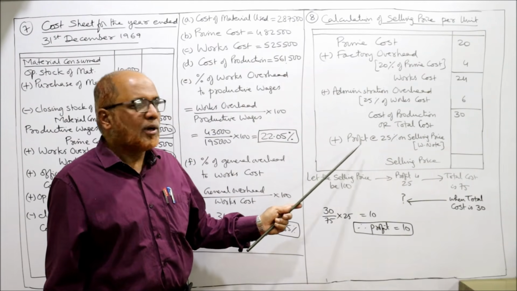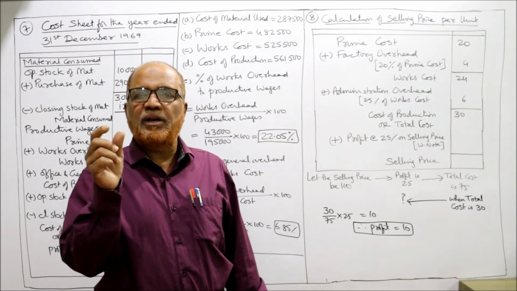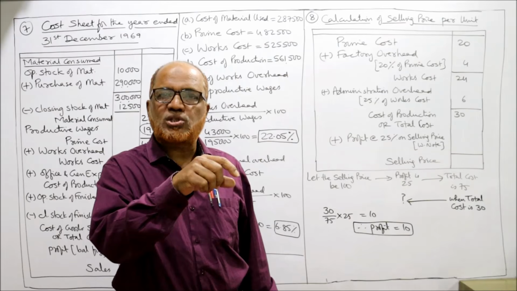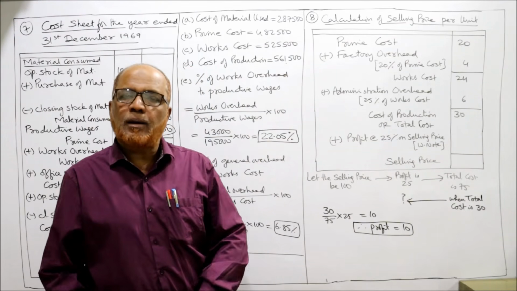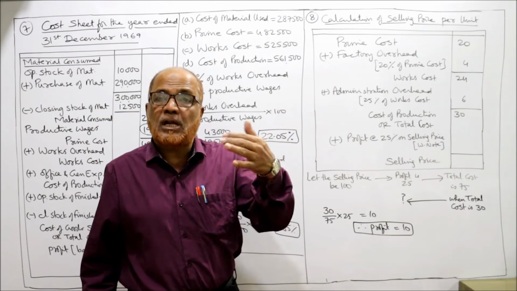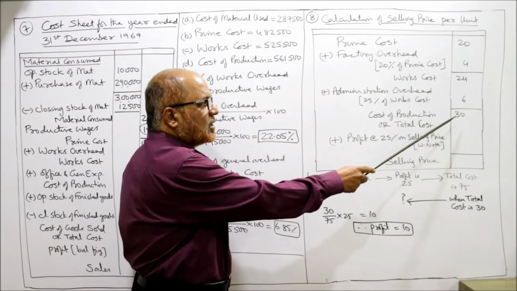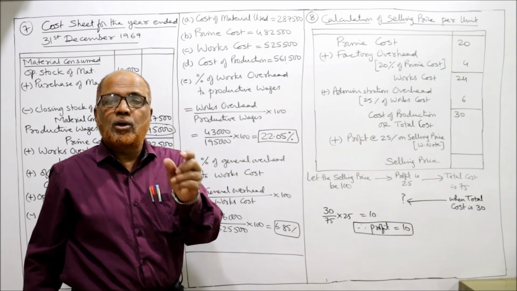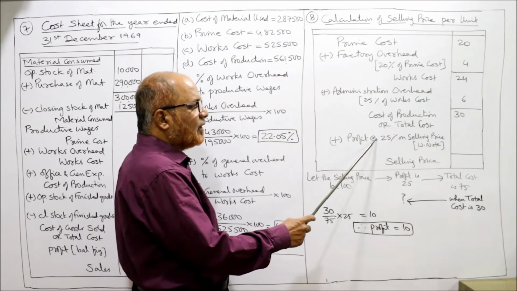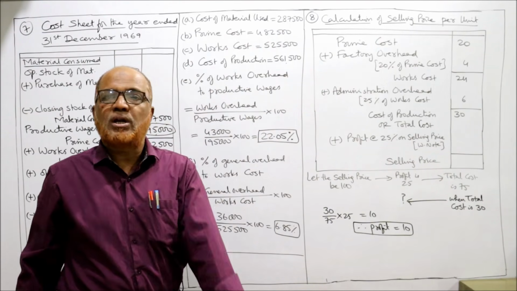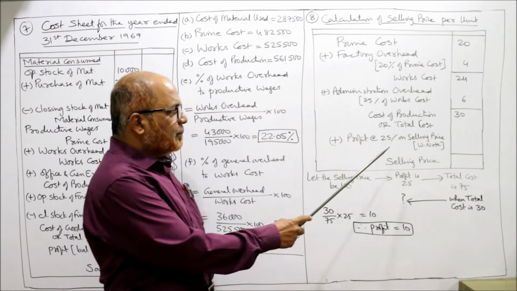Now add profit. Profit is 25% on selling price. Sometimes profit will be given as a percentage on total cost. Sometimes it will be given as a percentage on selling price. If 25% on total cost was given, we would have calculated 25% of 30 rupees. But it is not given on cost. It is given on selling price.